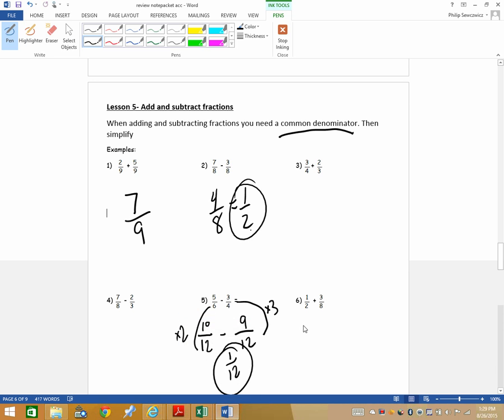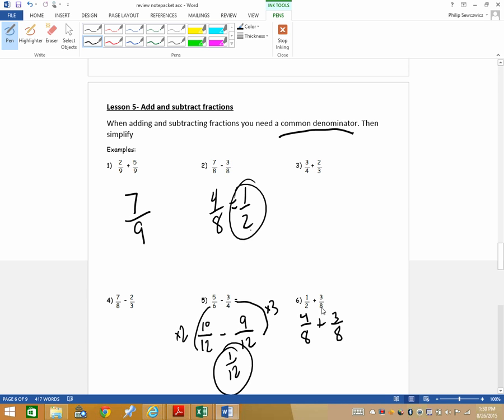So remember here, in order to add or subtract fractions, we need a common denominator. Let's look at number 6 here. We need a common denominator. What do you think? Sometimes it is one of the numbers itself. So in this case, yeah, it's 8. 2 fits into 8. 2 times 4 is 8, so 1 times 4 is 4. And 8 fits into 8. 8 times 1 is 8, so 3 times 1 is 3.